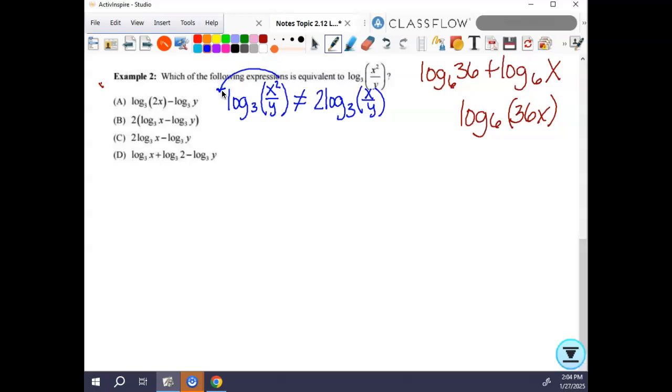Say what? Because it's inside the parentheses, right? So what is that 2 being applied to? X. Does it have anything to do with the y? No, it does not. And so that's why you've got to be careful about willy-nilly taking this stuff out.